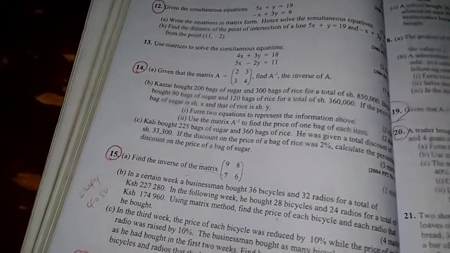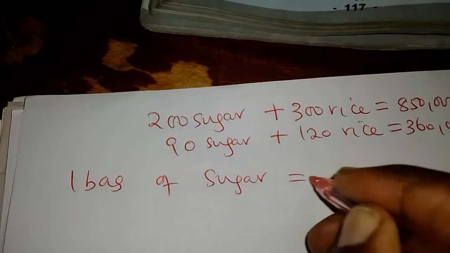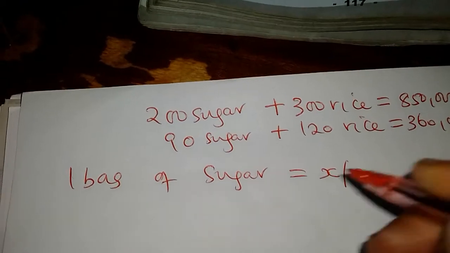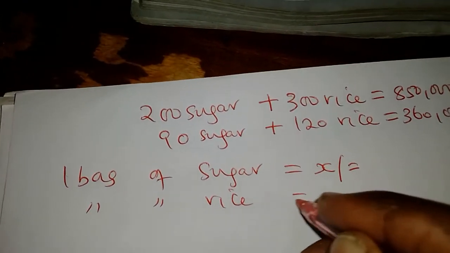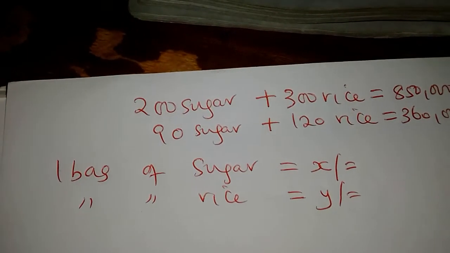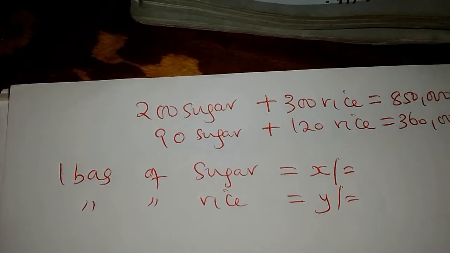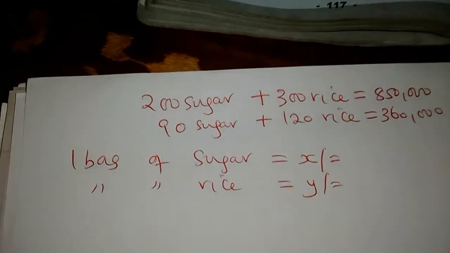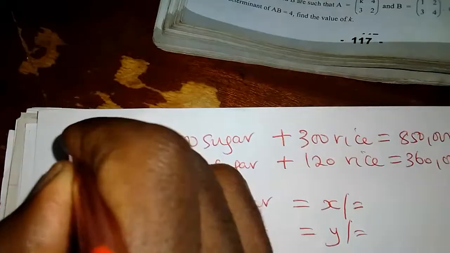So look at this. 1 bag of sugar has been taken to be X shillings. Then 1 bag of rice gets taken as Y shillings. So we can form 2 simultaneous equations. They are simultaneous. They follow each other consecutively. So that means if one bag of sugar costs X shillings, and this is actually Kantai.